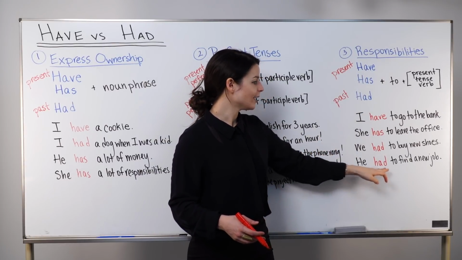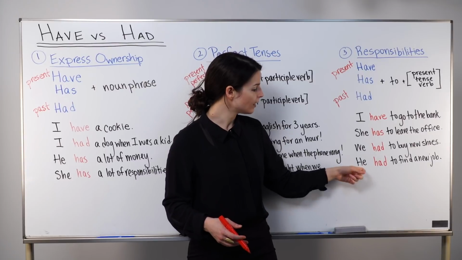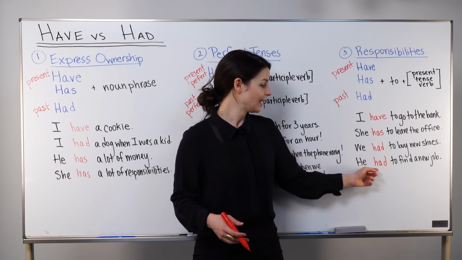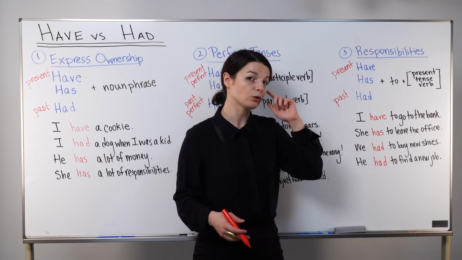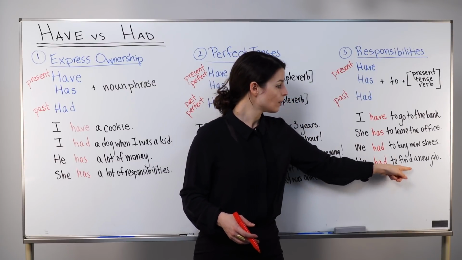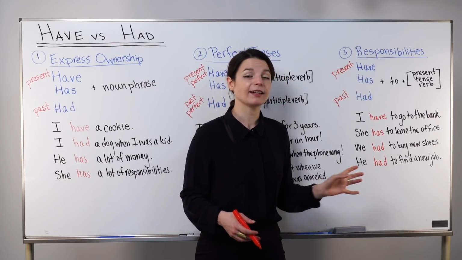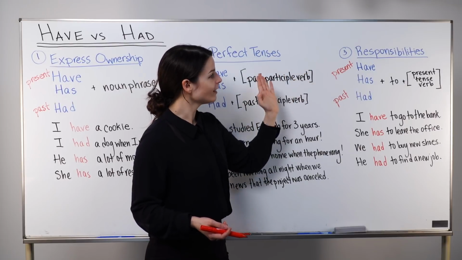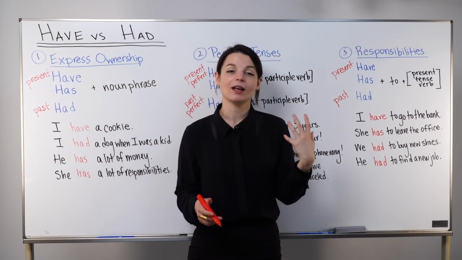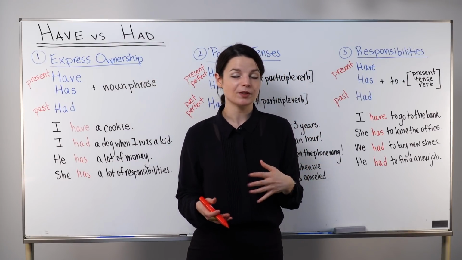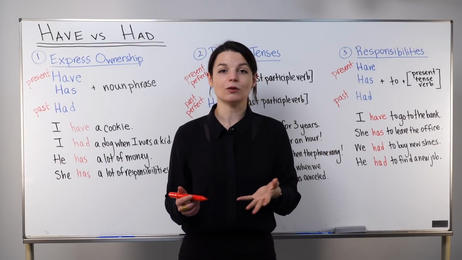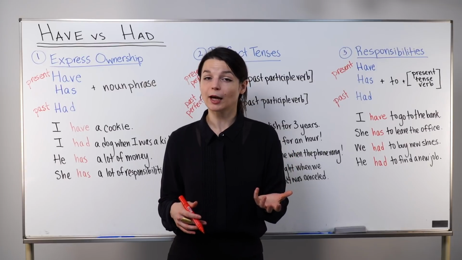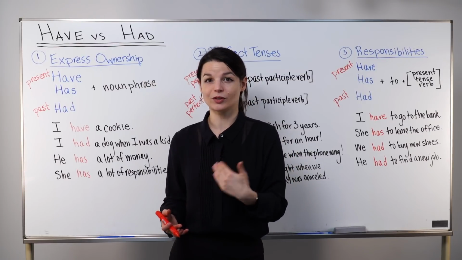Finally, he had to find a new job. So again, my subject is he, but there's no change to the verb in past tense. He had to find a new job. So had to, present tense verb is find. He had to find a new job. So we can use have and had and has to talk about explaining our responsibilities. So these are three ways that you can use have and had and has as well. I hope that they help you in understanding how these words are used.